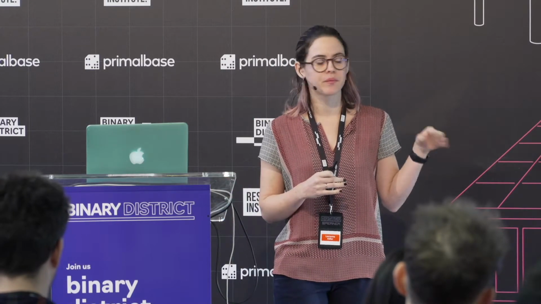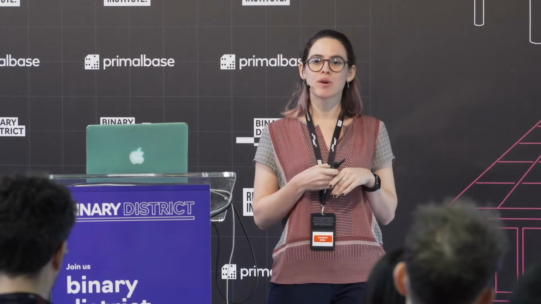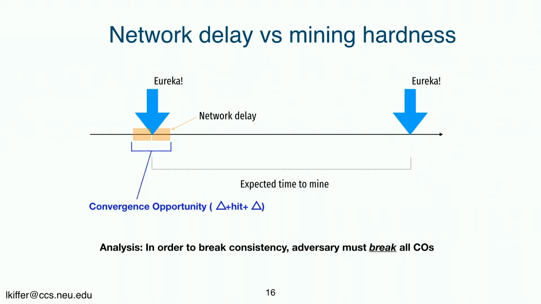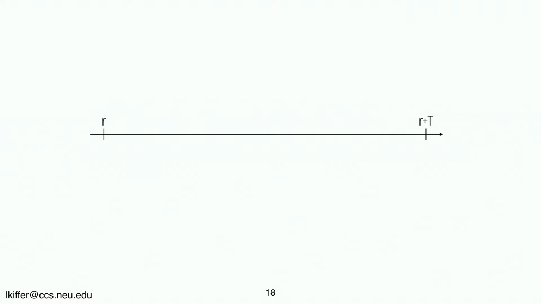So in our analysis, we want to say that the adversary can only break consistency if they're able to interfere with every single convergence opportunity. So we look at a period of time, at how many convergence opportunities we expect, and then what the adversary can do with those. So how do we count these convergence opportunities?